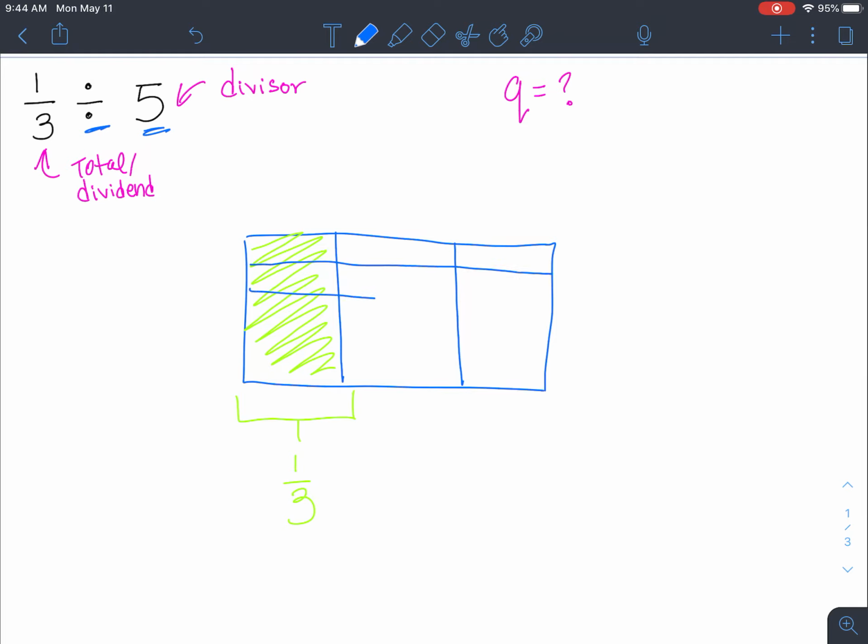1, 2, 3, 4, 5. I now have 1, 2, 3, 4, 5 equal groups. This model looks fantastic. It's looking great. Let's go ahead and see what our quotient is now that I have all the information that I need.